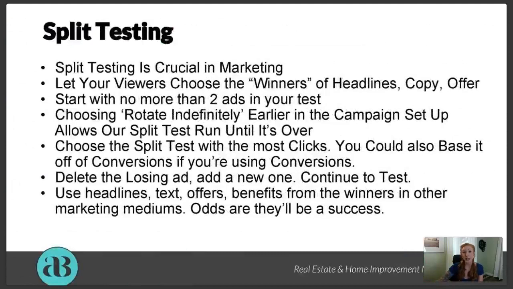So split testing is so important in AdWords, but it's important in any marketing medium. You have to split test. If you don't split test, you're never going to know what's working or if you could be saving more money or getting better results. So you should just start with 2 ads per ad group and run those for several days. The reason that we selected rotate indefinitely earlier is so that it allows those to run until your test is over. Otherwise, Google would determine a winner really early on, and sometimes you can't find a winner that soon. So you want to make sure that the test has enough time to run its course. Once you find a winner, delete the loser ad, add a new ad, and test it again.